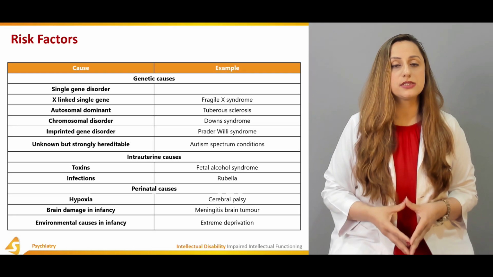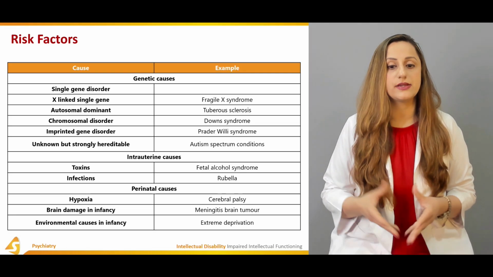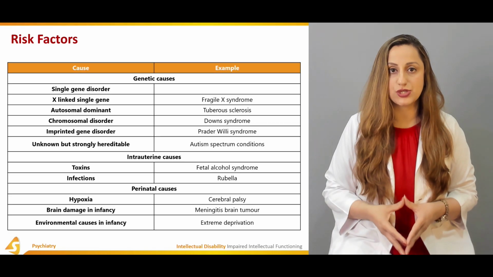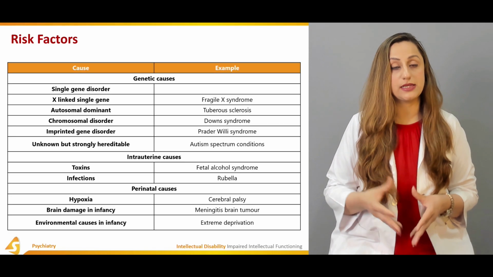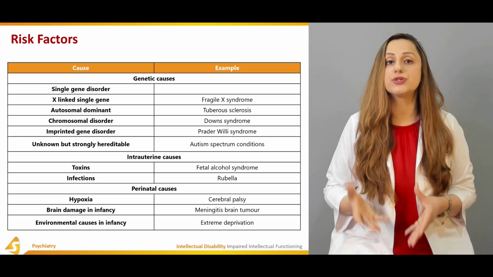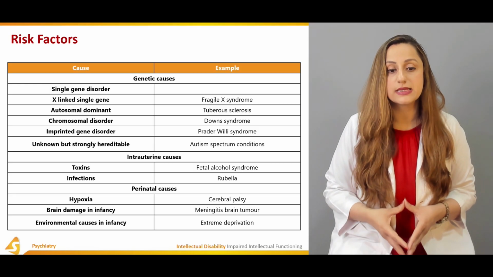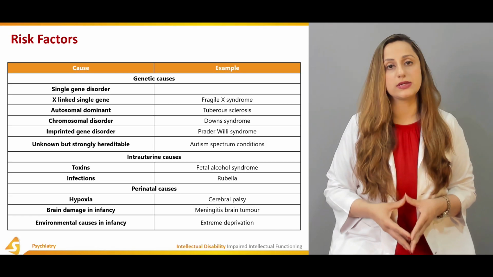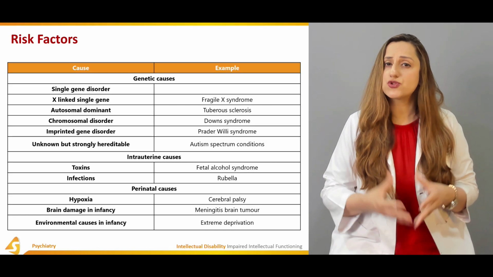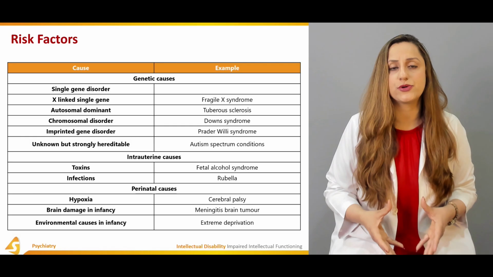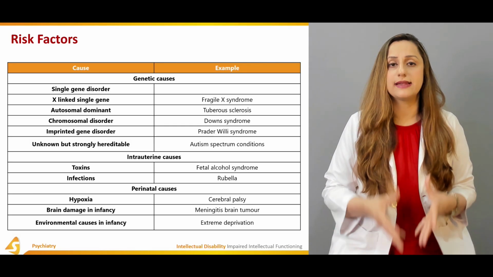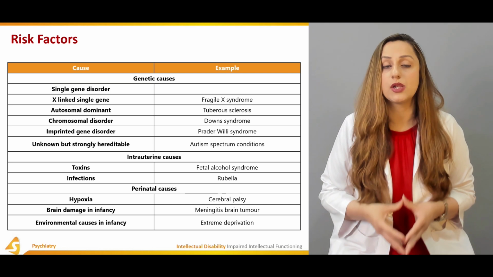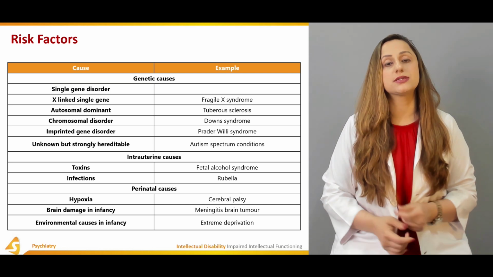Talking about the perinatal causes, we have hypoxia, and cerebral palsy is going to result in such a case. Brain damage in infancy can result from meningitis, and brain tumors can also result after this. And then we have the environmental causes in infancy, such as extreme deprivation, parental separation, and all of this deprivation or the depression and separation anxiety is going to result in a low IQ and an anxious child as well.